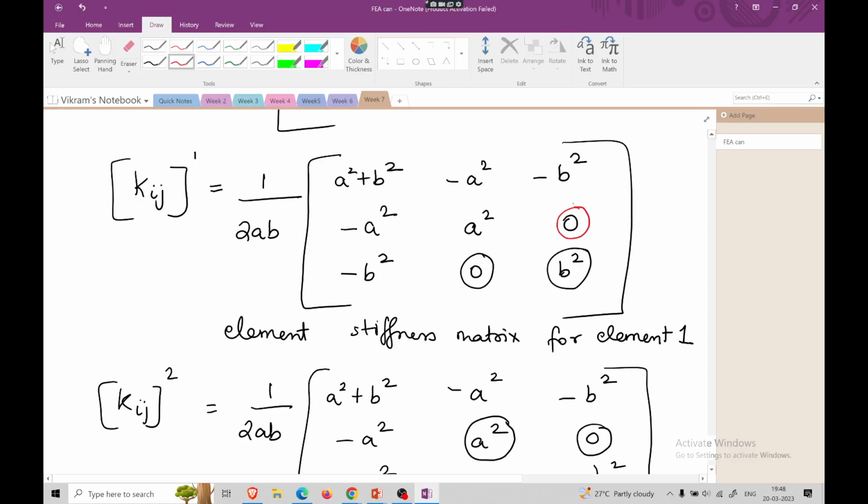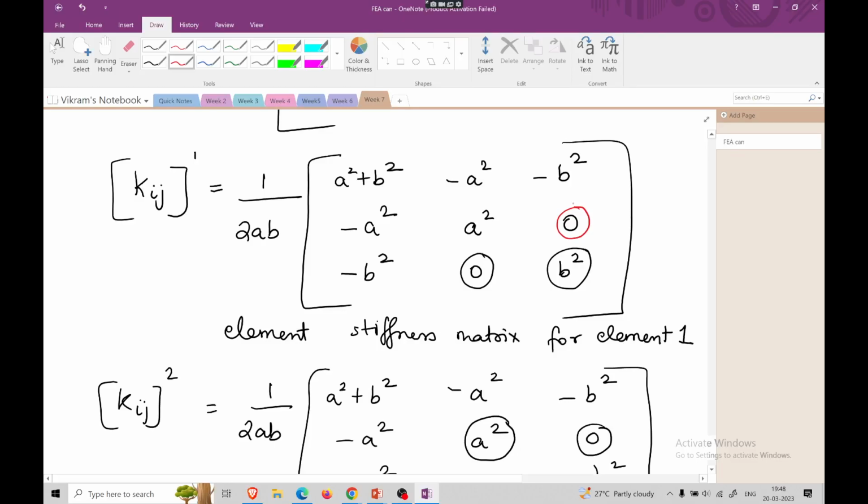Okay, what is K41? K12. Yeah, K12 of the second element. What is that? 0. K12 of the second element, this one, right? This first element, this second element. What is K42? 0. Yeah, 0.